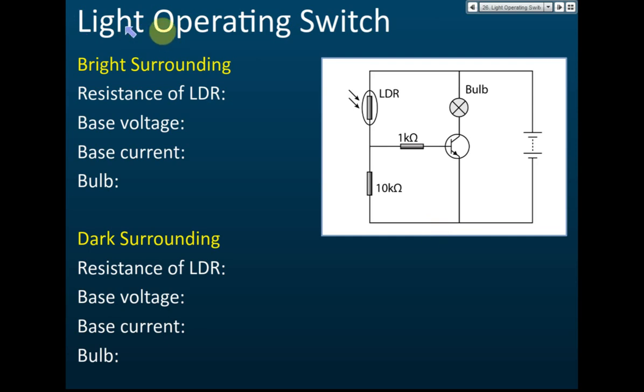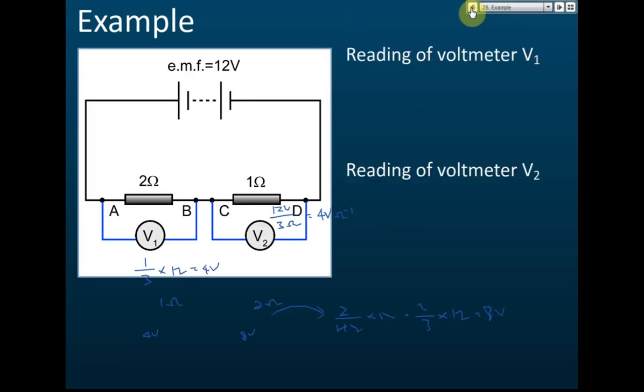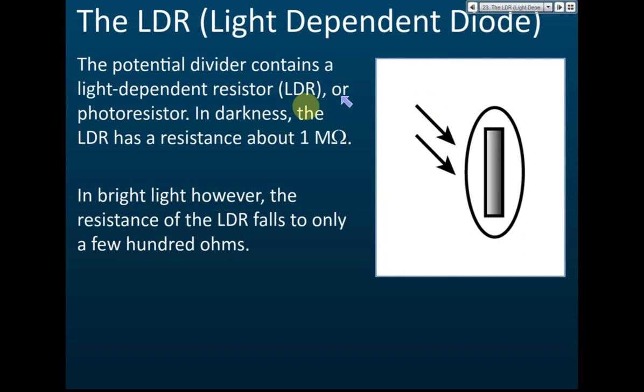Let's see, light operating switch. Now, for the light operating switch, we have an LDR, a light dependent resistor. Let's go back to the light dependent resistor. Just now I think I skipped. So the potential divider contains a light dependent resistor, or a photoresistor.